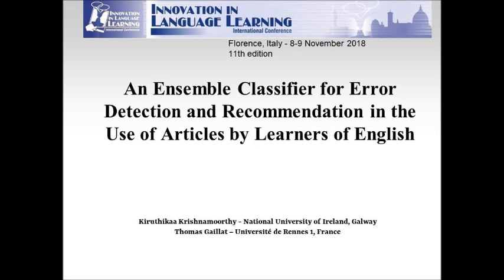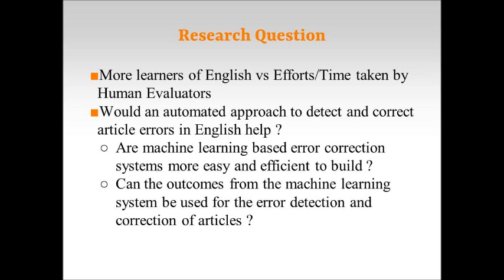This is me, Kritika, and I worked with Professor Thomas on this paper, which we published in the Innovation in Language Learning International Conference. As you can see, the paper is titled An Ensemble Classifier for Error Detection and Recommendation in the Use of Articles by the Learner's English. Basically, it focuses on automated evaluation of learners' English, with a special focus on the article microsystem of the English language. To give a deeper description of our research question, we wanted to understand how machine learning can help solve or correct English grammar errors, especially with learners.